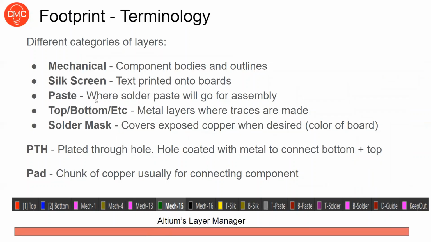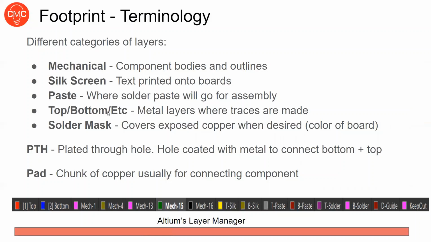Paste is where solder paste will go for assembly, and solder paste is essentially like solder but kind of more liquidy, and that's what you put through an oven to cook the components onto there if you assemble at a manufacturer. We'll get into that more later, but that's the general idea. It's just where solder goes.